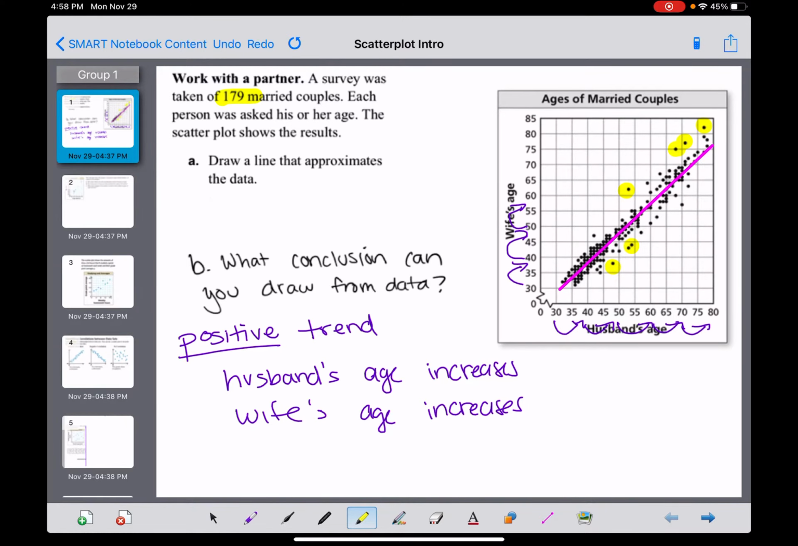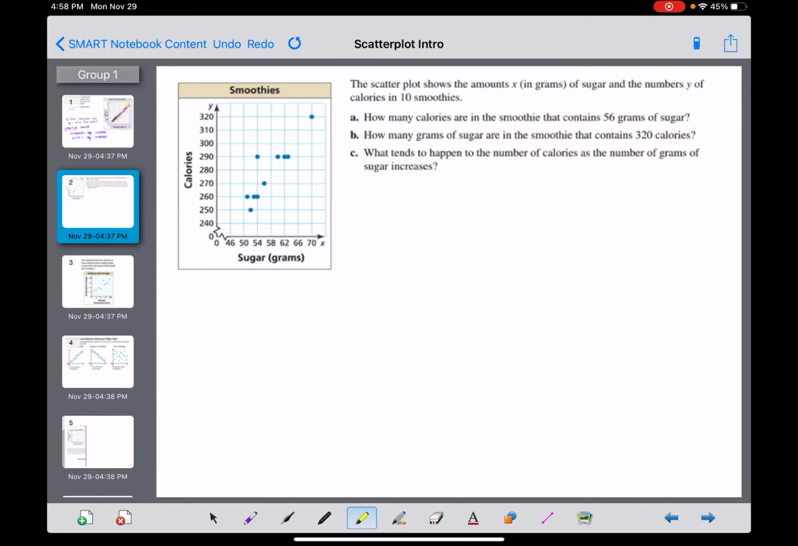So what are we going to use with these scatter plots? We're going to be able to learn how to read them and use that to answer various questions. So this scatter plot, it's comparing two sets of numerical data. The first set is it's comparing within a smoothie how many grams of sugar there are, so that's a numerical value, to how many calories are in that smoothie. And they did this for 10 different smoothies.